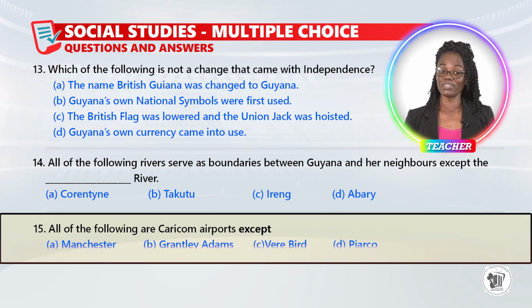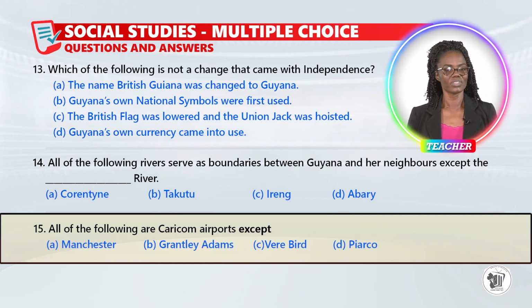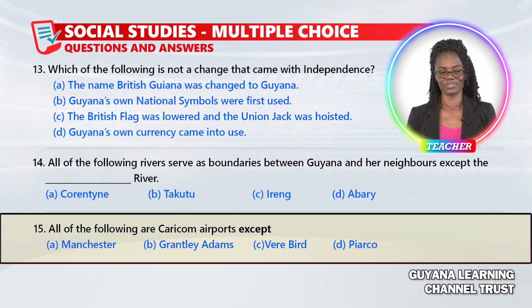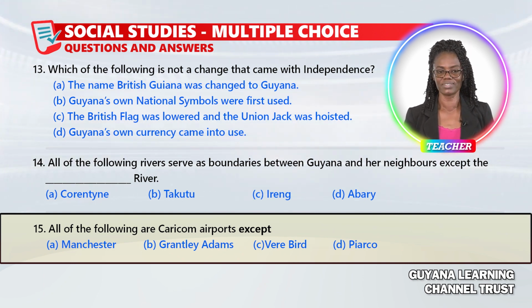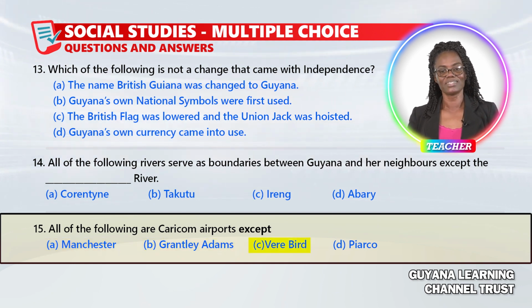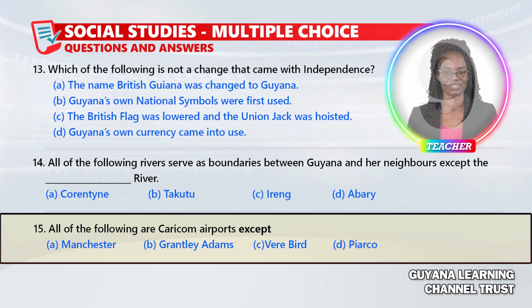And for our final question in this segment, question 15. All of the following are CARICOM airports except. All of the following are CARICOM airports except A, B, C, or D. Write the letter that you think has the answer that is correct.